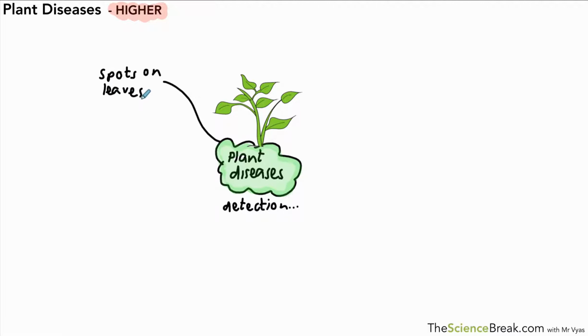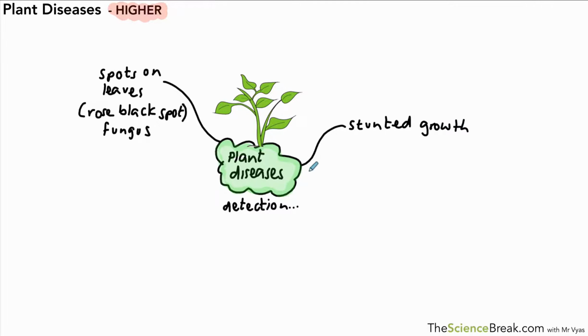The first one is spots on the leaves, and we've looked at an example of that, a disease called rose black spot, and that was caused by a fungus. And if you want details of that, you can see that in another video. A second way we can detect plant diseases is by stunted growth. That means when a plant doesn't grow to as large a size as it could, and that could be based on having a disease or sometimes even what we call a deficiency.